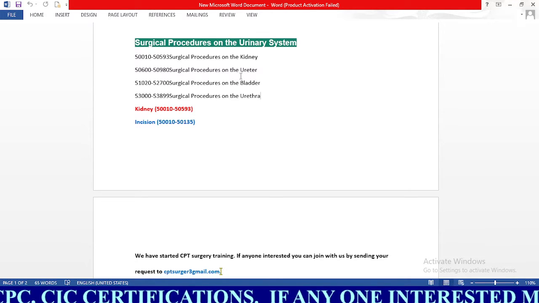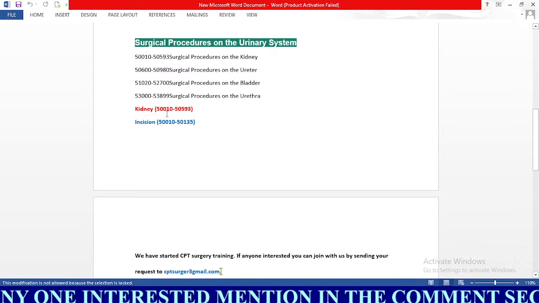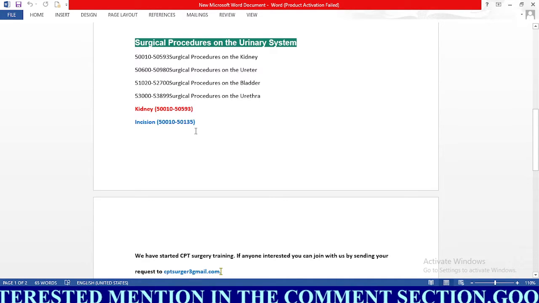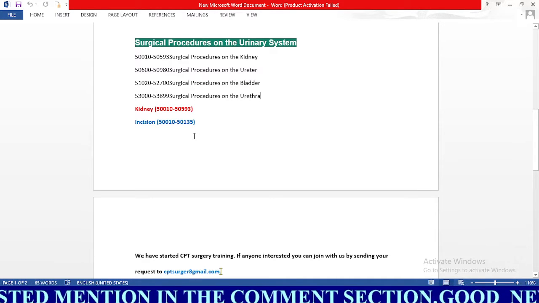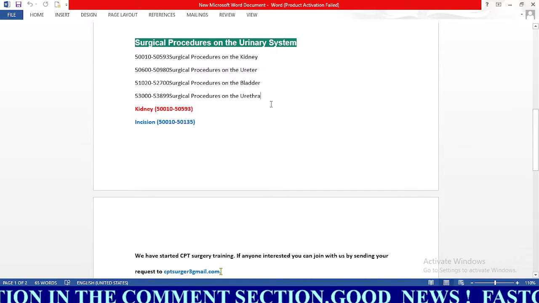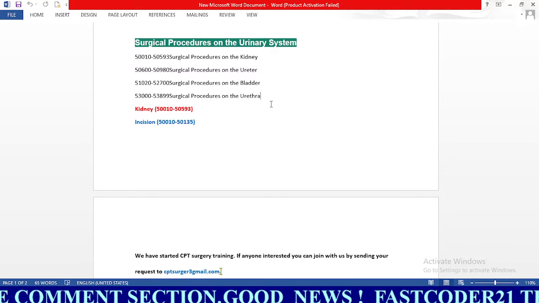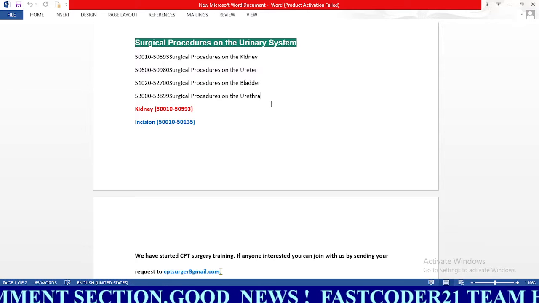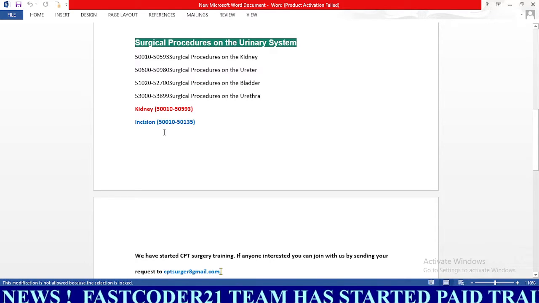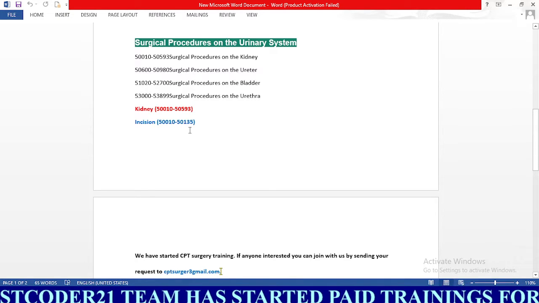In the CPT book, if you check kidney, the codes start from 50,102 to 50,593. In kidney, we have incision, excision, renal transplantation, introduction, repair, laparoscopy, endoscopy, and other procedures. So in today's session, we are going to learn codes related to incision of kidney, which start from 50,102 to 50,135.